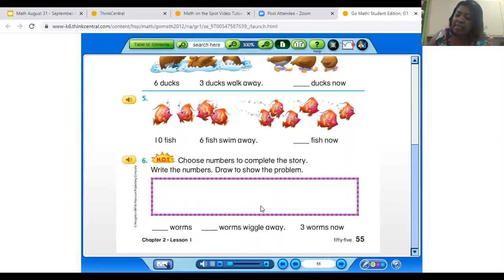Blank worms wiggle away. There are 3 worms now. So let's see. Whatever it is that I do, I've got to make sure that when I end my problem, there are 3 worms now. So I like the number 7. So I'm going to draw 7 little worms. 1, 2, 3, 4, 5, 6, 7. So I have 7 worms.